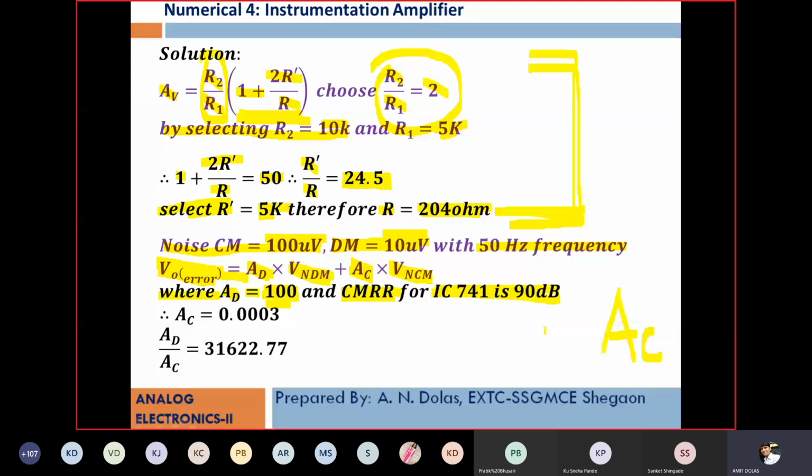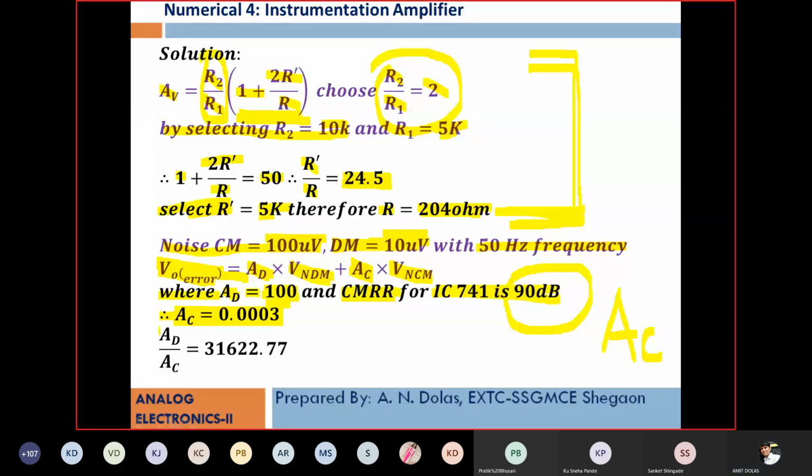After conversion into this formula, we get AC is equal to 0.0003. Common mode gain is always very, very less. 0 is preferable or 0 is ideal. This is common mode gain.